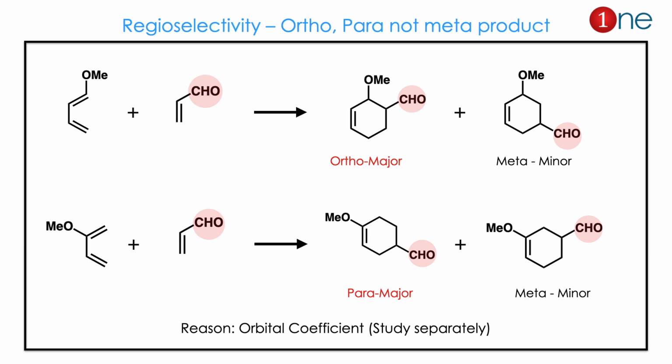If you look at the second example, the same thing is possible, para or meta. So para is the major product because of the same reason. The reason is orbital coefficient. If you are interested, you should study it separately.